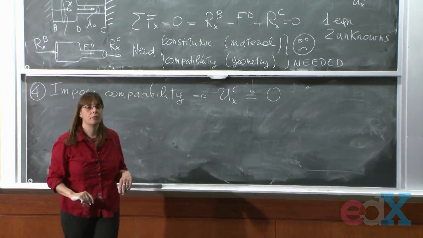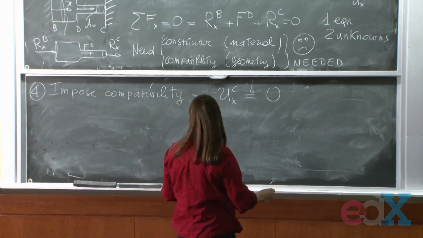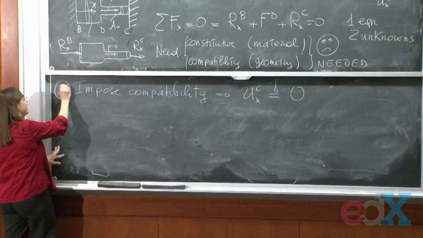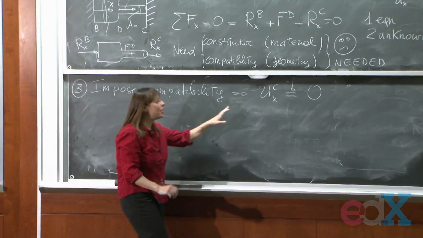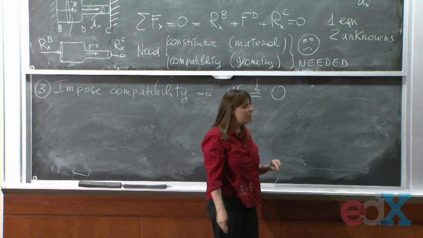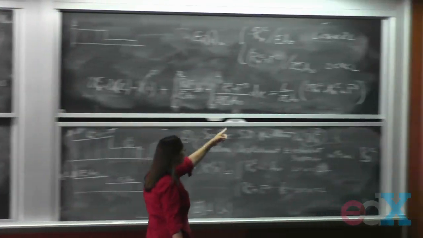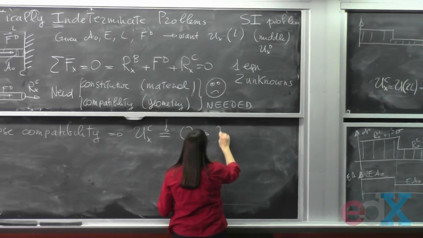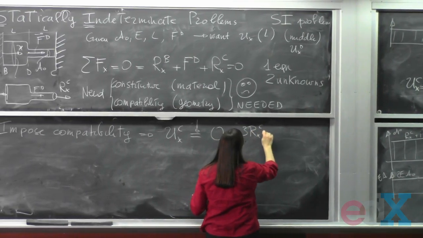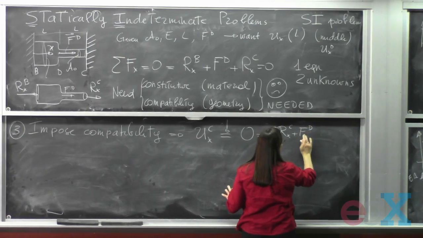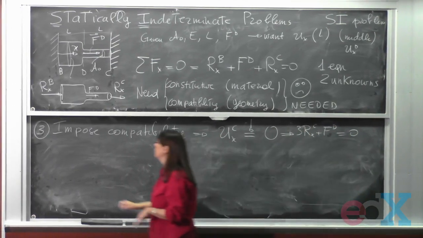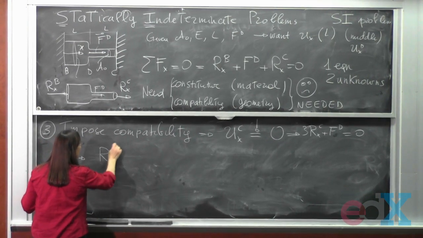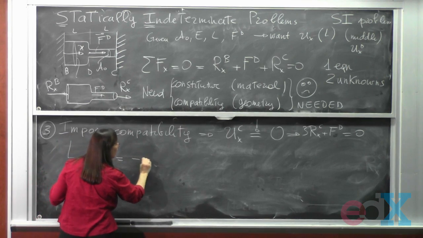What was step 3? Is it step 3 or step 4? Oh, step 3. I can count. UXC must be equal to 0. Right? So that means that 3RXC plus FD must be equal to 0. And out of this constraint, you get that RXC is equal to minus FD over 3.